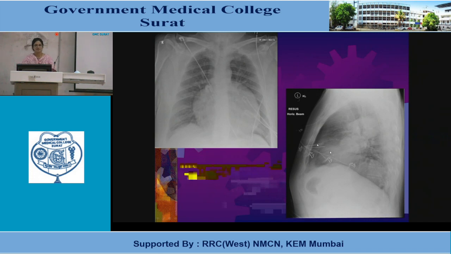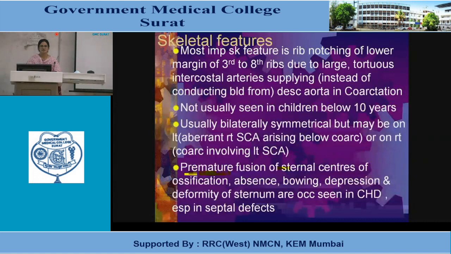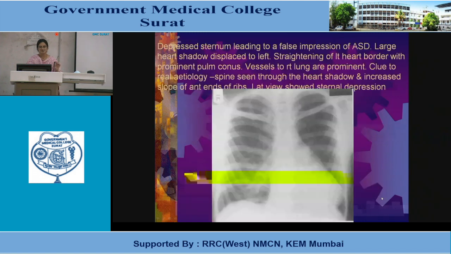Now the skeletal features. The most important skeletal feature is rib notching of the lower margin of third to eighth ribs due to large tortuous intercostal arteries supplying the descending aorta in coarctation. Premature fusion of sternal centers of ossification, absence, bowing, depression, deformity are all seen in CHD, especially in the septal defects. You can see that there is a depressed sternum. This is giving rise to a false impression of ASD.